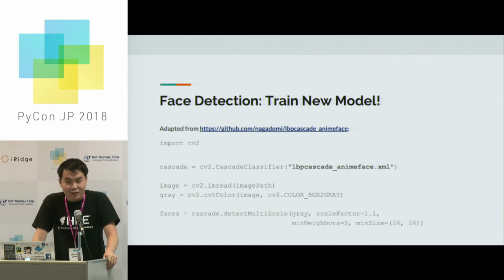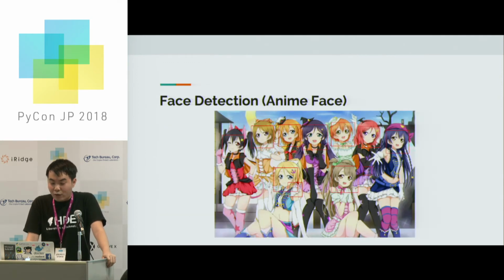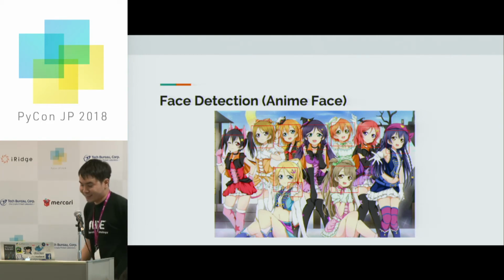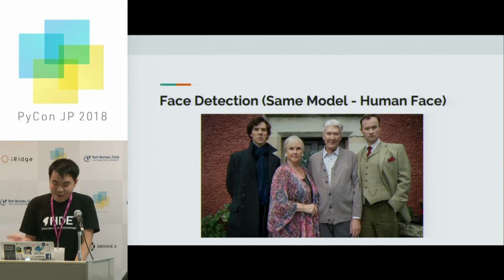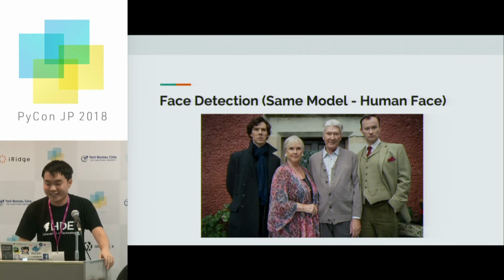Fortunately, if you are also working with these kinds of things, you probably know a GitHub user called Nagadomi. He already provided an LBP cascade classifier to detect anime character faces. So when I run it, okay, now it works. It can actually detect where the face is. When I tried to run it with a human face, it cannot detect anything. So okay, our hypothesis is correct so far.